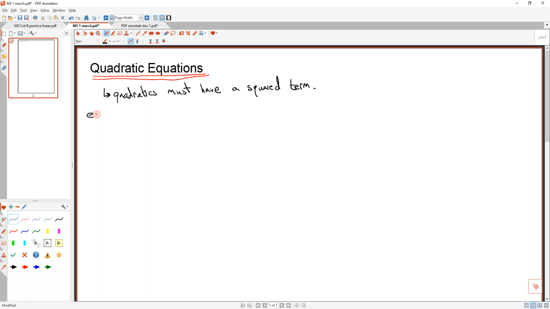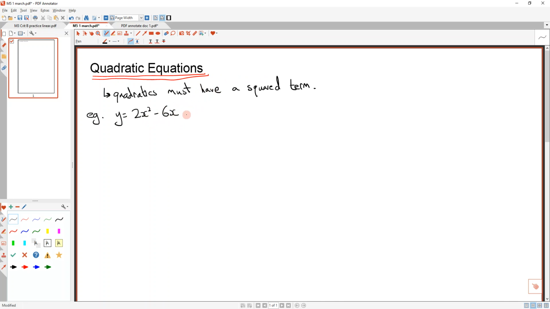So what we're going to do is take an example of a quadratic and then just play about with it and see what we can discover from it. So for example, let's say we've got a quadratic which is y equals 2x squared minus 6x. Okay, so this is definitely a quadratic because it's got an x squared term.